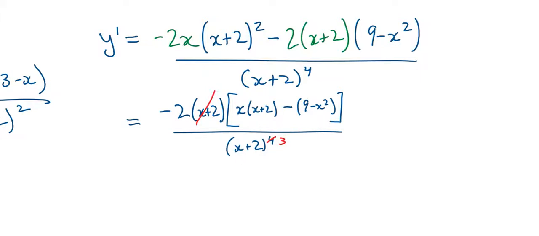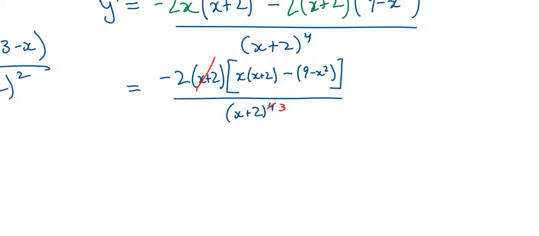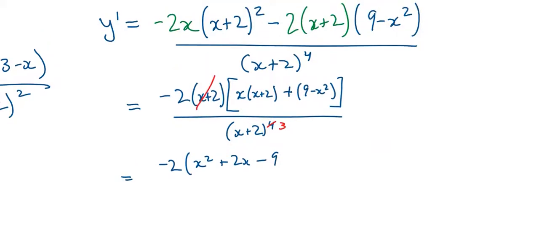Cleaning things up. I factored out this negative. That should be positive. Sorry, did everybody catch that? I factored out that negative. That should be plus. I knew something was wrong with that. So this is plus 9 minus x squared.